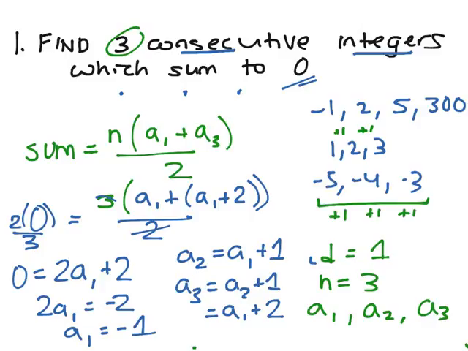Now, since a2 is a1 plus 1, a2 must be -1 plus 1, which is 0, and a3 will be 1. So that's our sequence. -1, 0, 1. Alright, let's try another problem.